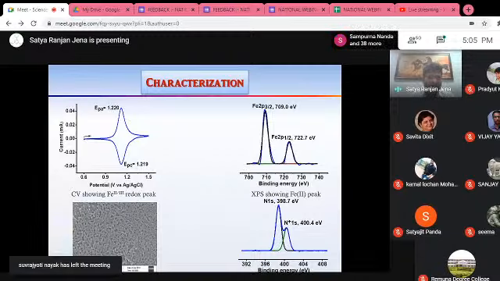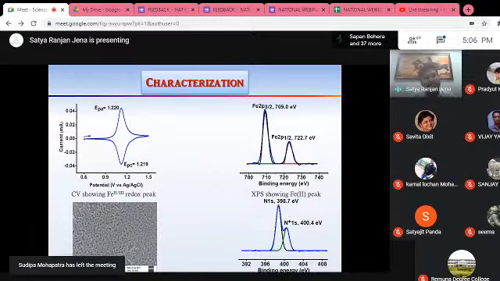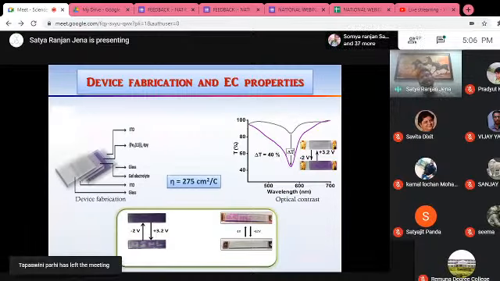Then through scanning electron microscopy, we saw the structure. We can see at 200 nanometer height there is a branch structure which is forming on the surface. So in this way, we characterize our surface. Then we fabricate the device.